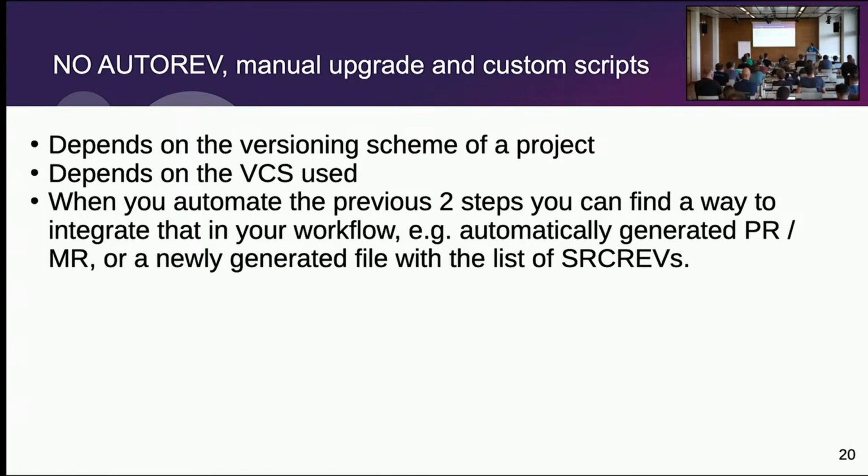The way to upgrade with your custom scripts, of course, depends on the version scheme of the project. Some projects use a conventional version scheme: major, minor, patch version. That might be trivial. It also depends on which version control system is used. It's not always Git, although it's roughly 90%, but some customers still use CVS, Mercurial, something else. But when you find how to solve the first two, then it's pretty trivial. You just bump up the version, update the source revision, and integrate it in your development workflow, be it either a pull request or some other way.